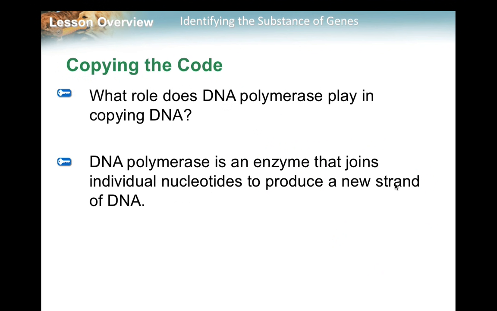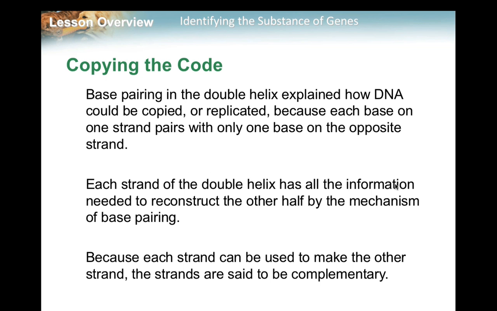So what role does DNA polymerase play? The best way to explain it is to think of your English teacher. DNA polymerase is a proofreader. It's an enzyme that's going to join the nucleotides to produce a new strand. Base pairing in the double helix explained how DNA can be copied or replicated. We talked about this in mitosis. Now we're going to specifically talk about how it replicates.